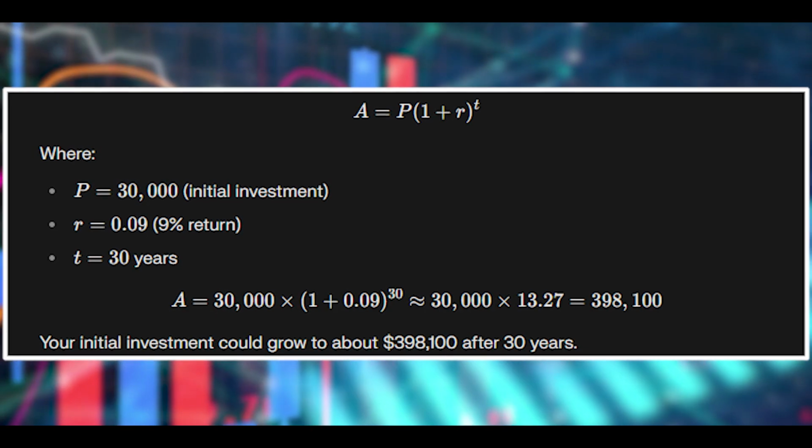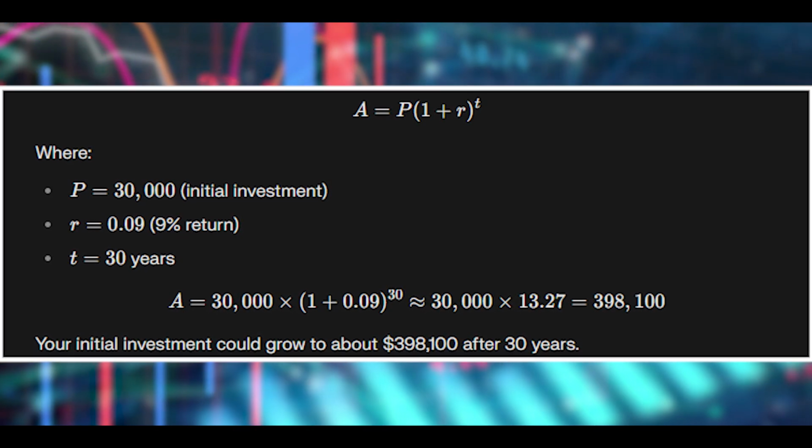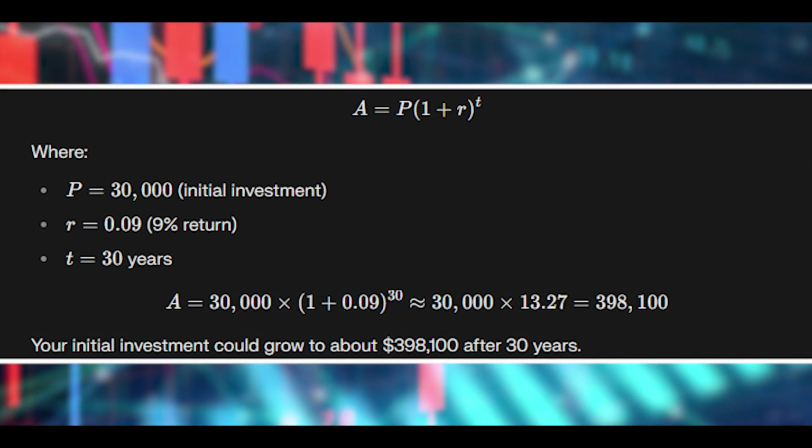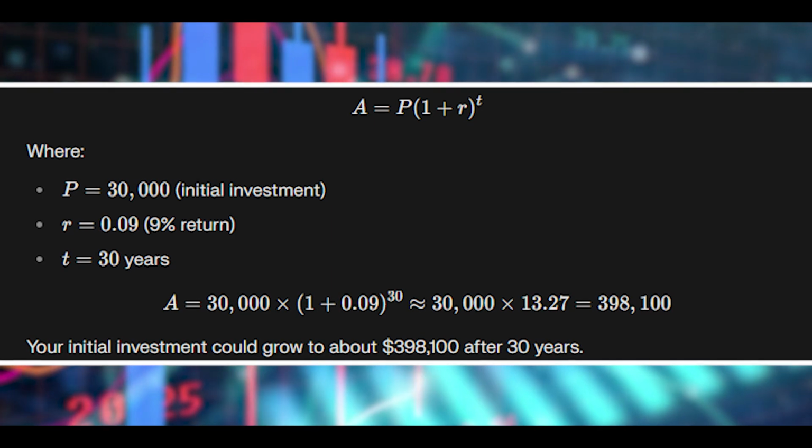and 25% to bonds or treasuries, right? You have to choose a return rate and investment horizon. So assume you invest your $30,000 in stocks, expecting an average annual return of 9%, right? The historical S&P 500 return over 30 years. Now, using the compound interest formula, Peter, please put that on the screen so that they see what P, R, and T equals on the screen. Your initial investment could grow to about $398,100 after 30 years.